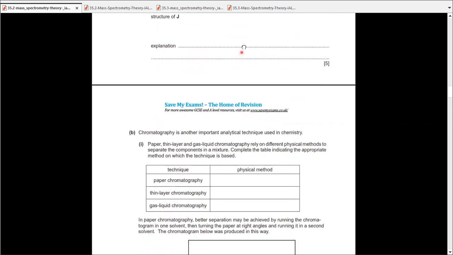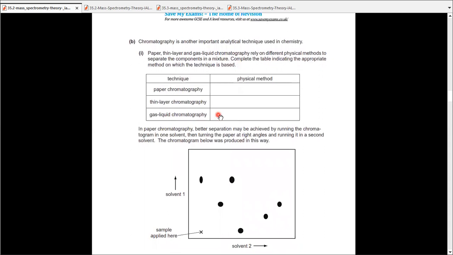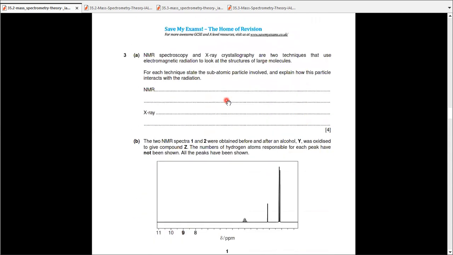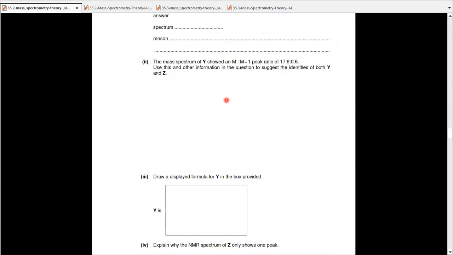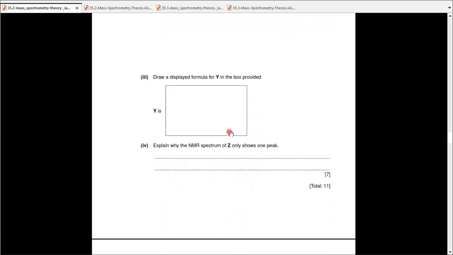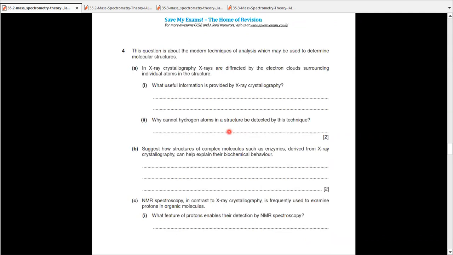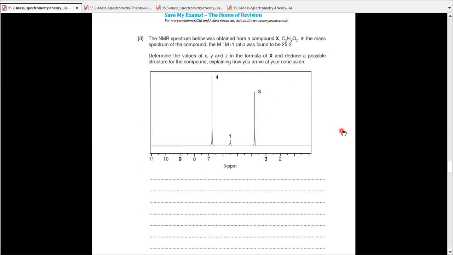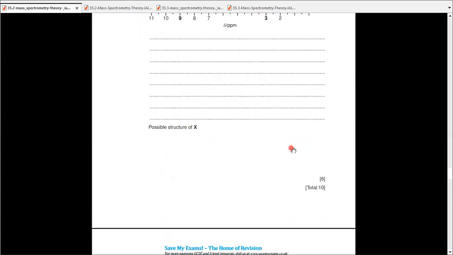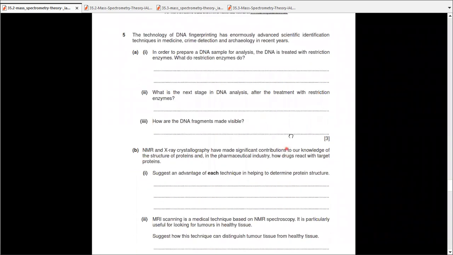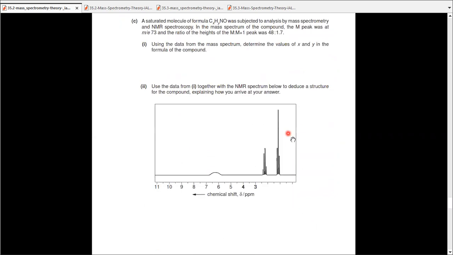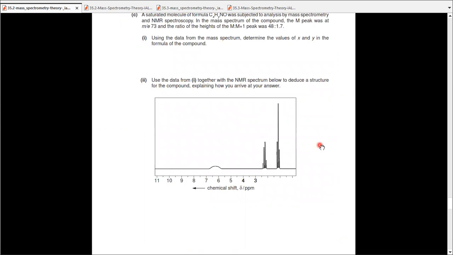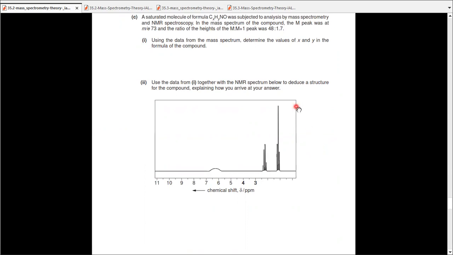Let's not talk about the structure, because you can't do the structure right now since you're not familiar with NMR. We've done a question like this. Let's try and do this one. This one's different. We scroll a little bit down.